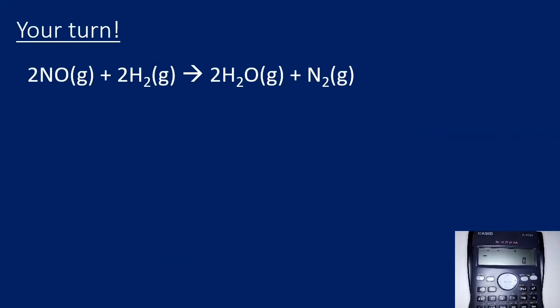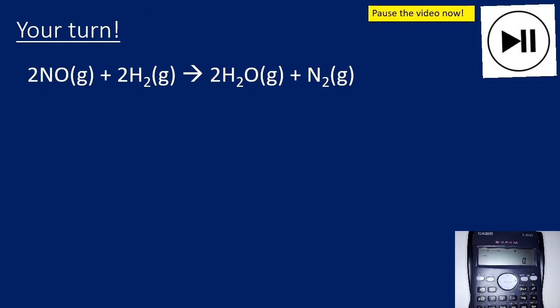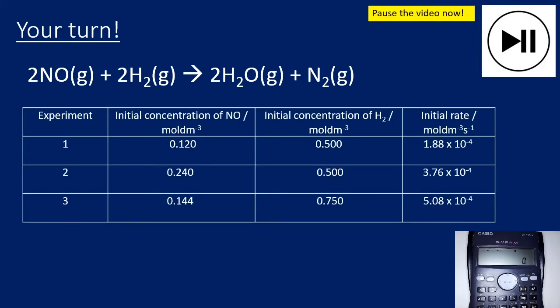Okay, so what I'm going to suggest you do here is you pause the video and you have a go and see if you can deduce an expression for the rate equation using the experimental data in the question. And when you're ready to hear the answer, unpause and we'll go through it.